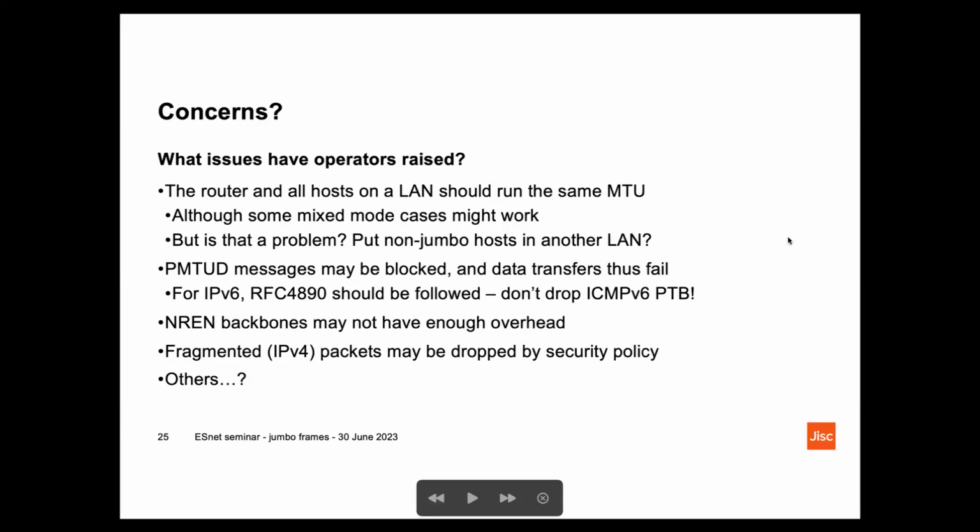Whether jumbo frames are appropriate for all networks, that's another good discussion. It might be appropriate for a Science DMZ, for example, where the systems are doing large-scale data transfers, but for a Wi-Fi or just some administrative desktop LAN, maybe not needed.